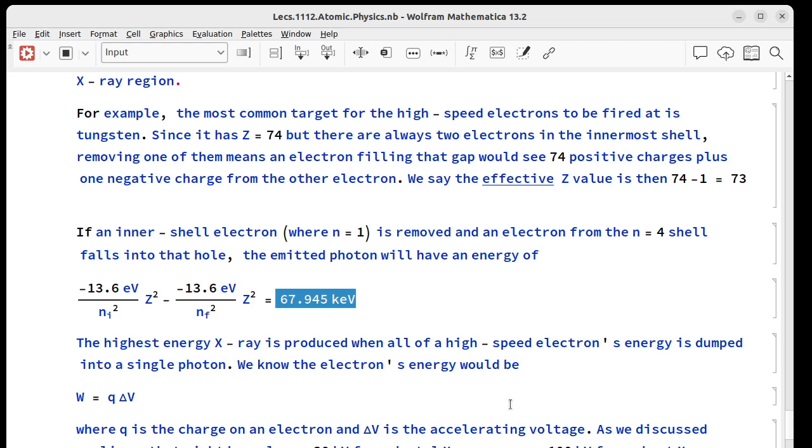This is X-ray energy. The highest X-ray energy comes when the bullet electron that gets fired into the target dumps all its energy into a single photon. We can figure out what that energy is going to be. It's just Q times the voltage on the electron gun. And we've talked about how that might be as low as 30,000 volts for a dental X-ray or over 100,000 volts for a chest X-ray. So if it's 100,000 volts, then the highest energy X-ray that'll be produced can be 100 keV.